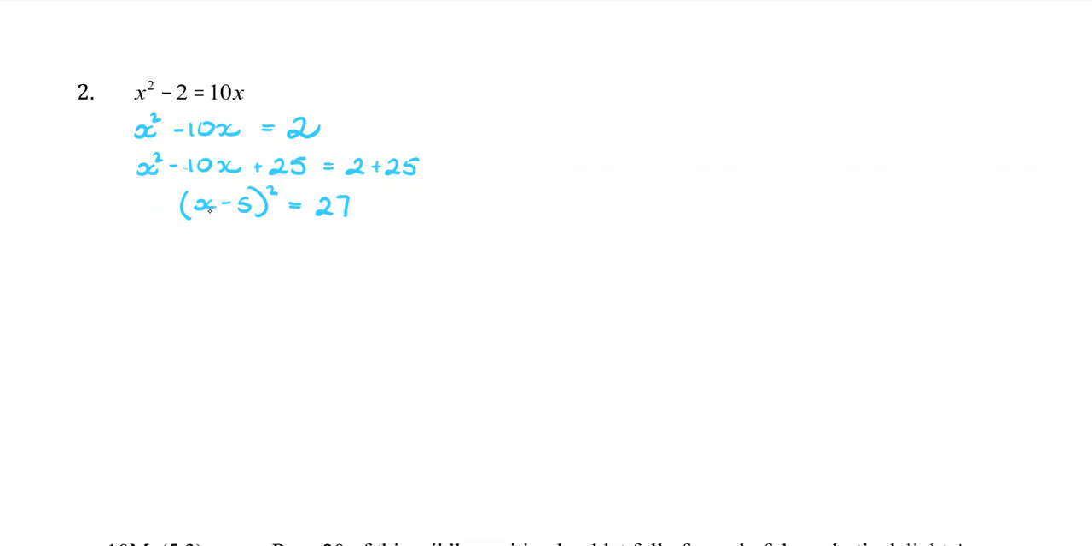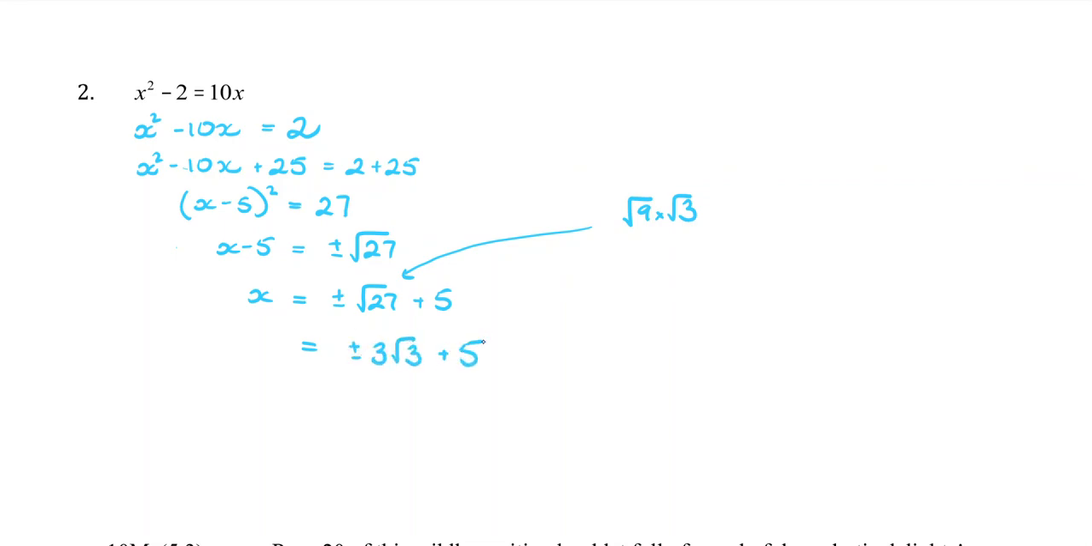Now we're getting everything away from the x, so we're going to square root. X minus 5 is equal to plus or minus the square root of 27. Then add the 5 across to the other side. So plus or minus square root of 27 plus 5. Because that square root of 27 can be simplified, we should simplify that third. Square root of 27 is the same as square root of 9 times square root of 3. And the square root of 9 is 3, so we have plus or minus 3 root 3 plus 5.